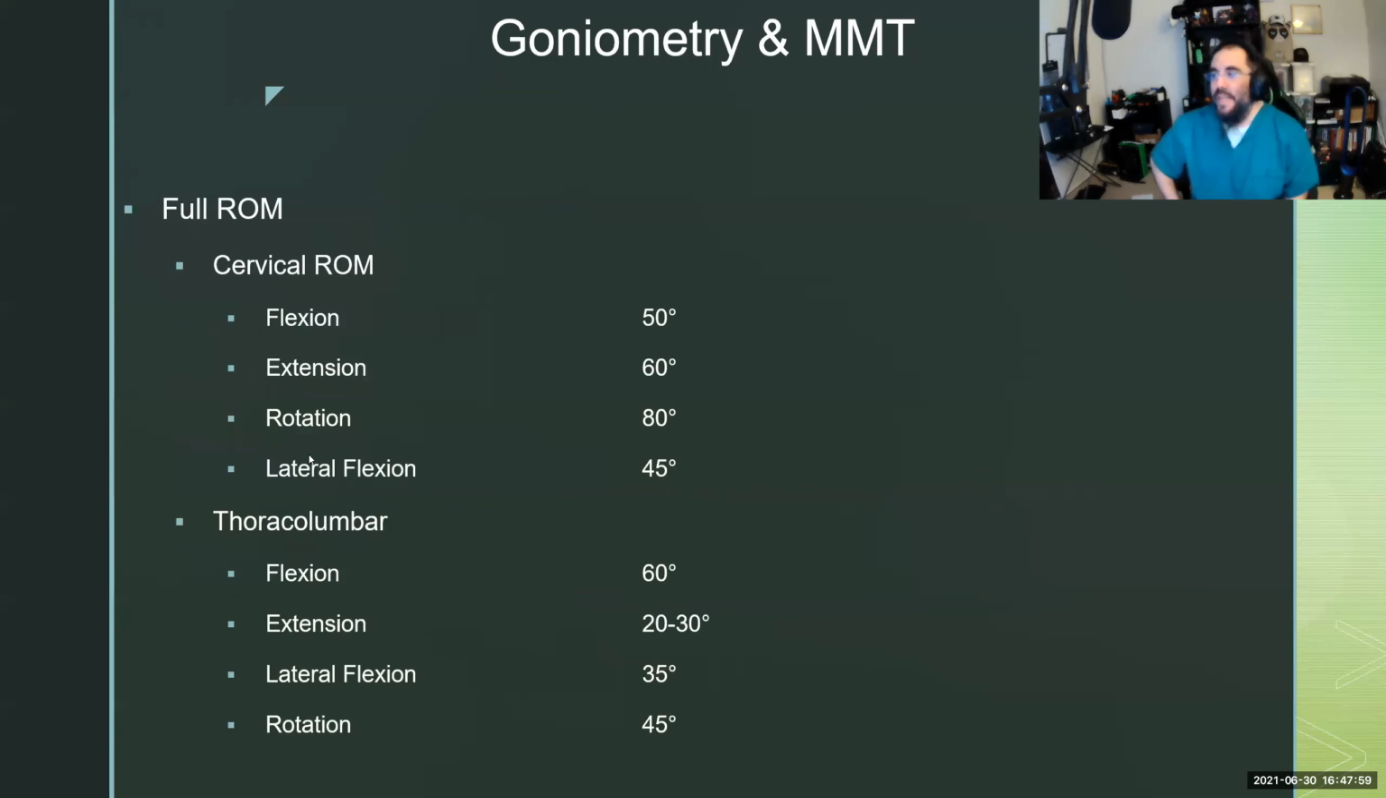Full range of motion, flexion of the neck, it's about 50 degrees, extension or hyperextension is about 60. Rotation, you should have 80 to either side. And then lateral flexion about 45.